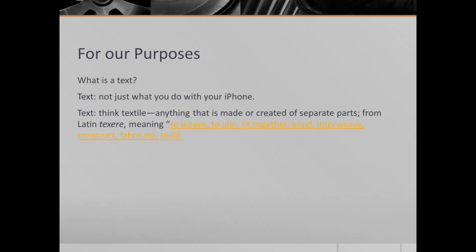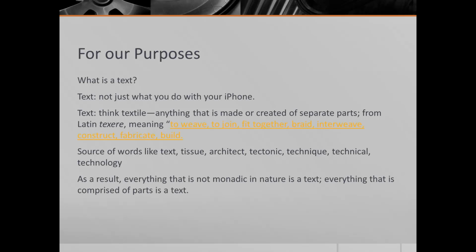However, we want to go ahead and consider what this word gives us as far as how we use it in our everyday lives. Text, tissue, architect, tectonic, technique, technical, technology. All these kinds of words give you an idea about the implicit nature of text and how involved it is in our everyday lives. It's everywhere. As a result, everything that is not monadic, that is, everything that is non-atomic, not one part, but made of many parts, is a text. Although we should note that an atom is comprised of many parts. It's just the idea is, if it's atomic, it's usually one.